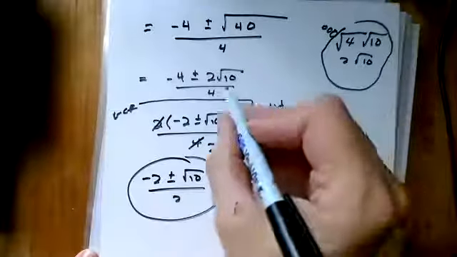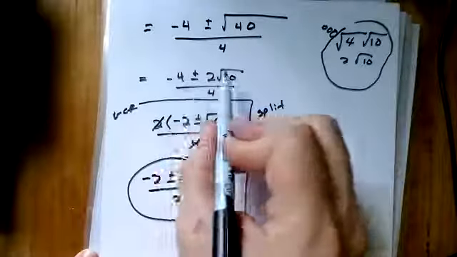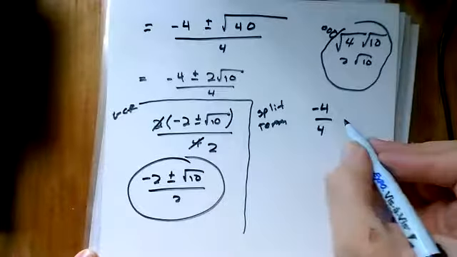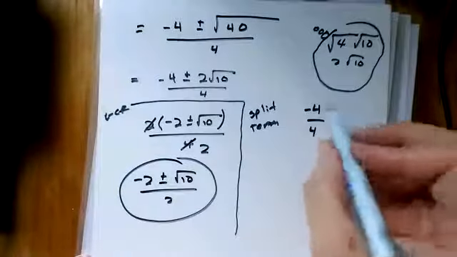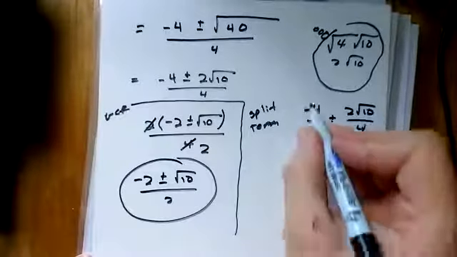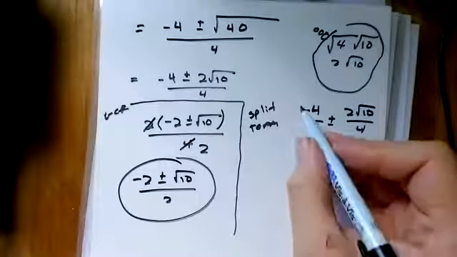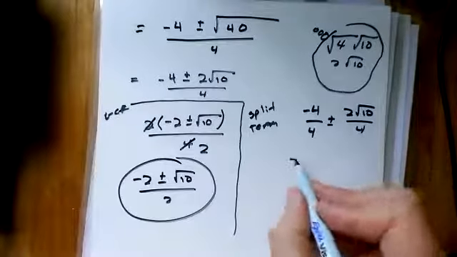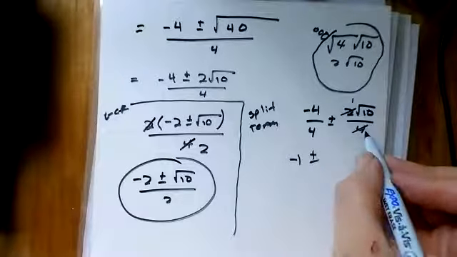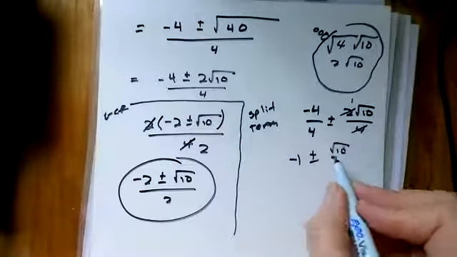And this would be saying, okay, I've got these two things in my numerator, so that would be negative 4 over 4, and then plus or minus, I got this 2 square roots of 10 over 4. And with this, I could say, oh, that's going to be negative 4 over 4, that's just negative 1, plus or minus, oh, here, that cancels out. Square root of 10 over 2.